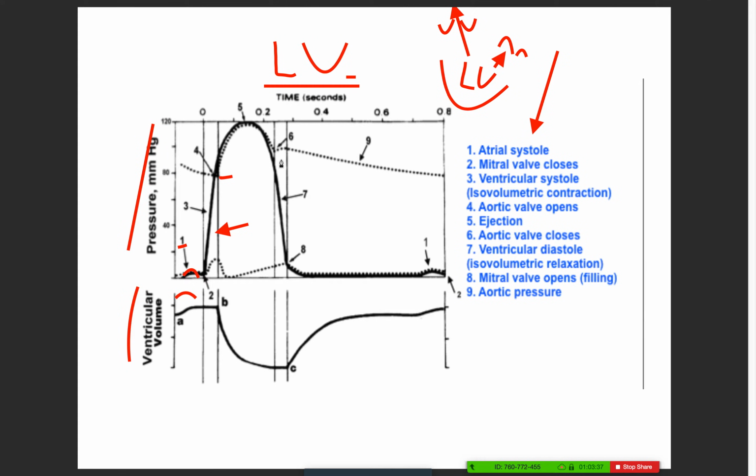So what happens at number 6? Why do we see these two lines start to go in different directions? The valve closes, right? Good, excellent. So the aortic valve has closed at this point, and you can see that the left ventricle continues to relax.